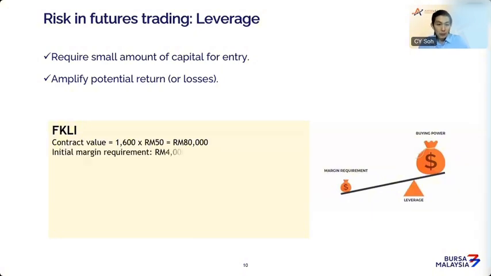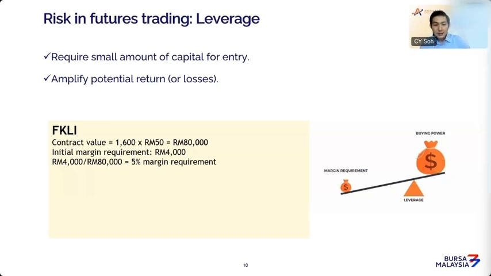So currently, as long as you fulfill the initial margin requirement of 4,000 in your trading account, you can actually trade one contract which controls this $80,000. So you can see, relatively, instead of putting $80,000 to invest in the whole Malaysia market, you just need to come up with 5% as your margin requirement, a minimal deposit to actually control this 80,000.